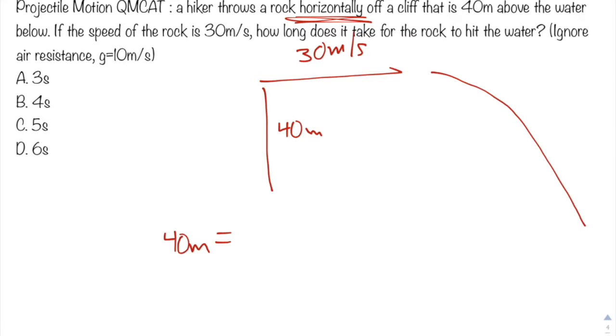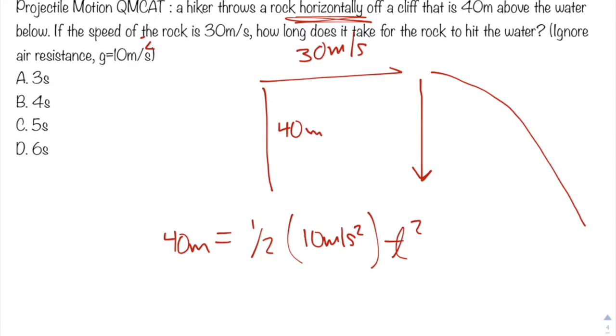We would set that equal to 1/2. The acceleration is gravity, so 10 meters per second squared. I should say squared up here. 10 meters per second squared. And the reason that it's positive is because we're seeing how long it's going to take to travel in this downward direction. So we're assuming that down is the positive direction in this case. And then we've got time squared.